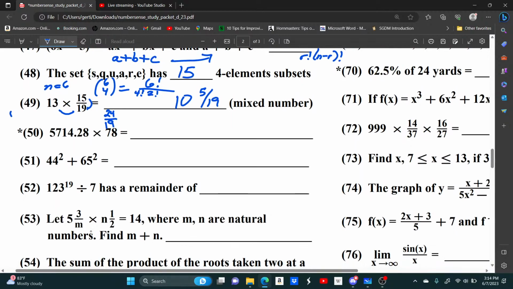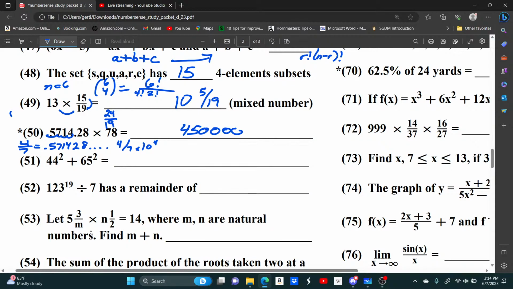Okay, we got another estimation, number 50. Let's see, 5714.28. You should know that from memorizing that 4/7 is like 0.57, just repeating. And so this number right here is 4/7 times 1, 2, 3 times 10 to the 4th. So if I take 4/7 of 78, 4/7 of 77 is going to be like 44. So maybe I'll bump that up to 45. So 45 and then times 10 to the 4th. So I just add 4 zeros.